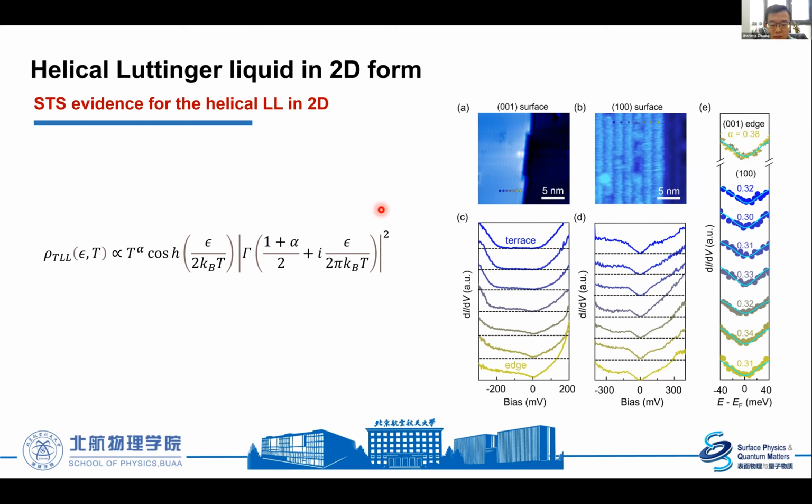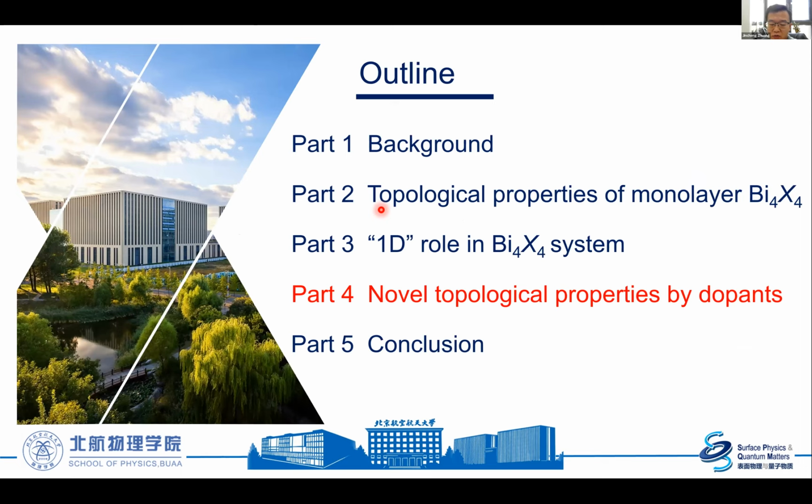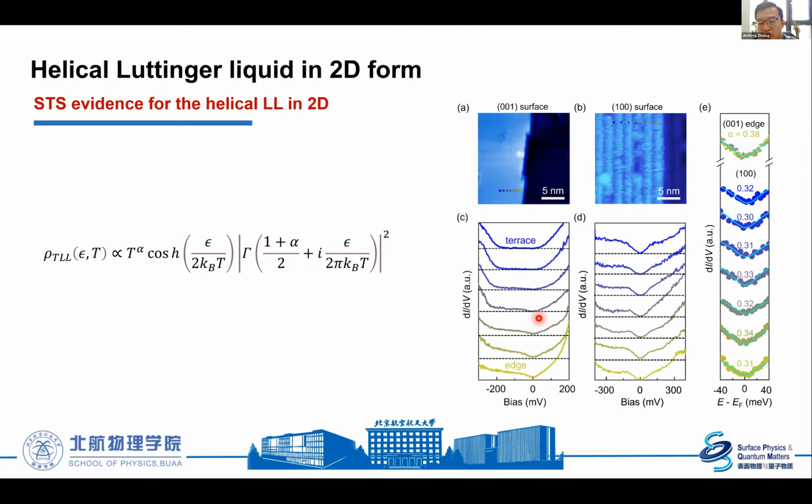Then is part four. We want to realize the topological edge transitions. Is it a monolayer step edge or a multilayer step edge? You mean the edge of the 100 surface or the 001 surface? It is only the 001 surface. Okay, it is a monolayer. But if the tip is on the terrace, far away from the edge, you still observe this alpha equal to 0.32? Oh, this is only for the edge, not for the terrace. The terrace is a gap. We do the fitting only for the edge region.